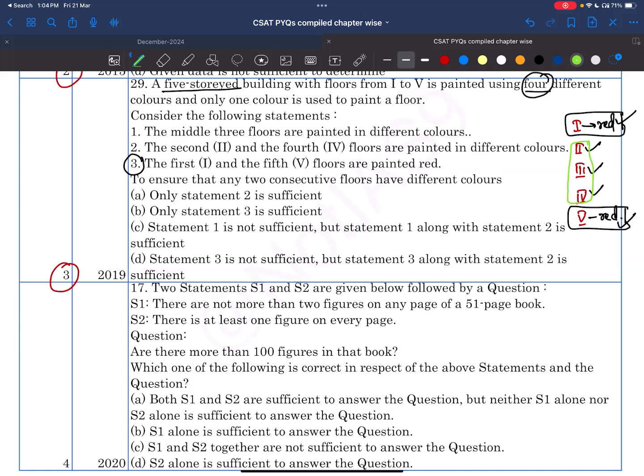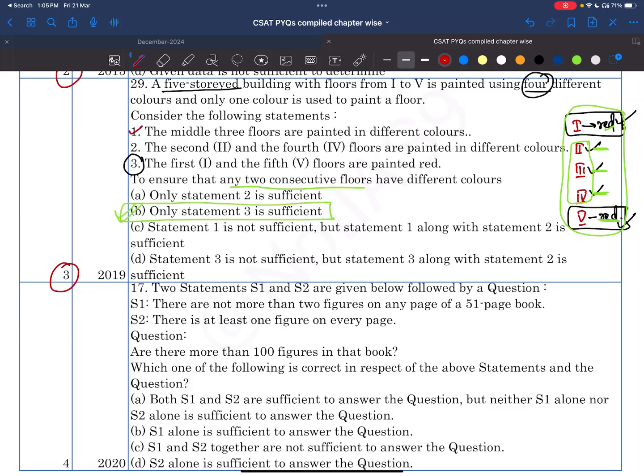And what is the question asking? To ensure that any 2 consecutive floors have different colors. Now see, here it is red, so this will be a different color, and this will be a different color, and this will be a different color. And here also red. That means all the consecutive floors are different colors. That means only statement 3 is sufficient.